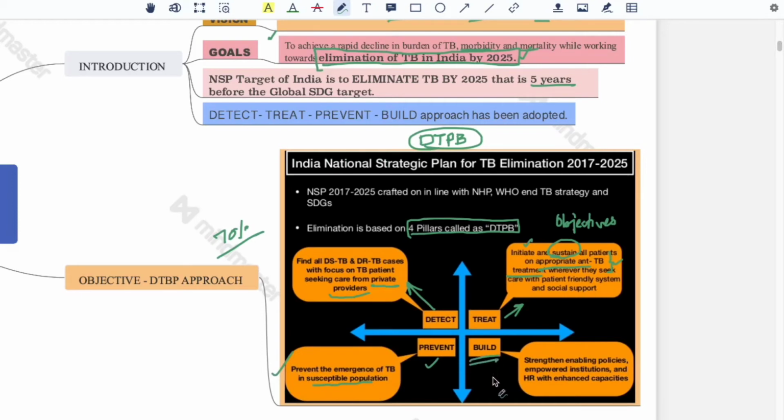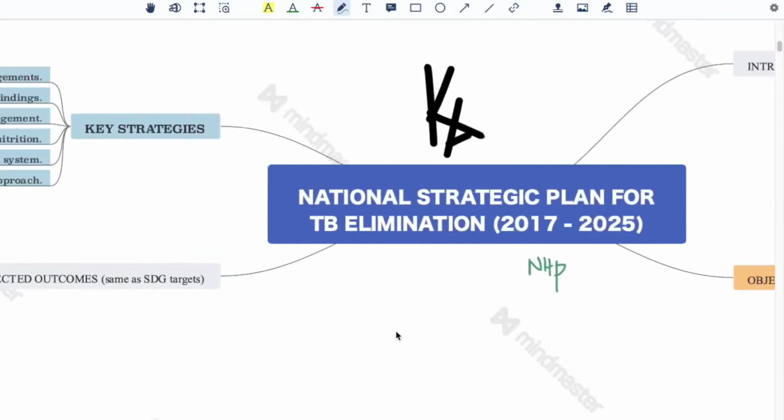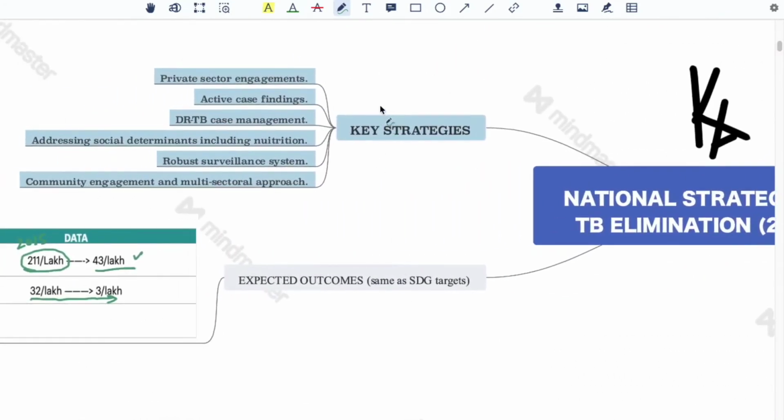Now, build. What is the build pillar? Strengthen enabling policies, empowered institutions, and human resources with enhanced capacities. So you have to build and strengthen enabling policies, that is good policies, empowered institutions, additional human resources, and enhanced capabilities. Adequate financial resources and policies should be undertaken for the elimination of TB by 2025. So that is the DTPB approach.